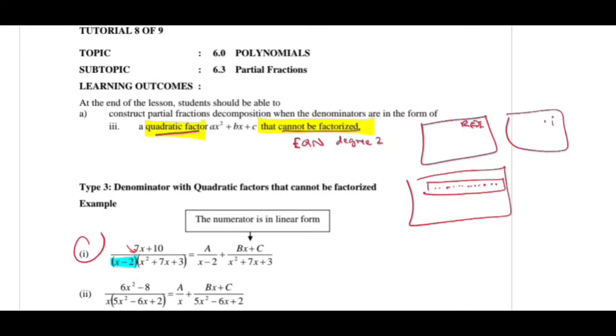So how to separate this? Start with that linear denominator, as you have learned in tutorial 4. Separate x minus 2, write it as one fraction. And then what do you write on top as your numerator? Remember, the degree of the numerator must be 1 degree less than the denominator. Since the denominator is linear, x power 1, the numerator must be x power 0, which is constant. That's why it's A here. Alright? Now let's look at the other denominator.